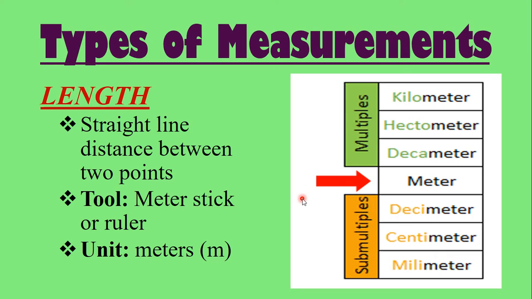Length. This is straight line distance between 2 points. So in science, we usually use something called a meter stick, or we use rulers. Side note, there's 1 meter in a meter stick, just so you know. Now, the unit is meters, but you can convert between them using the metric system. You've got decimeters, centimeters, millimeters, which are smaller than a meter, and things that are larger than a meter are like decameters, hectometers, and kilometers. So length is just straight line distance. So you can measure from one end of the table to another end of the table.